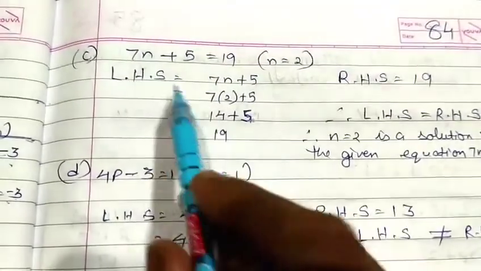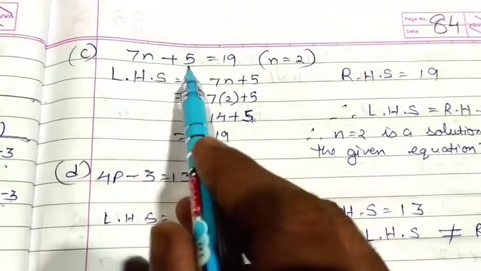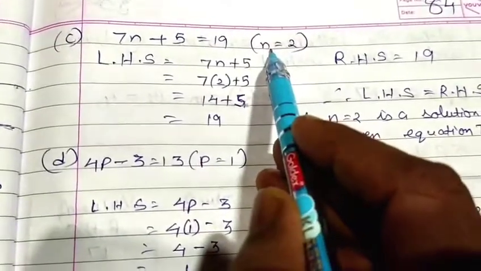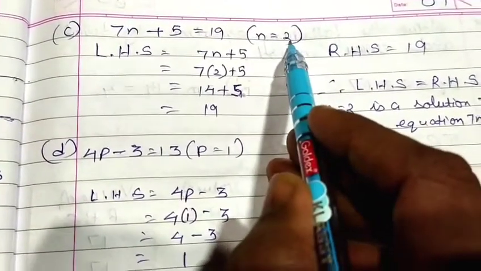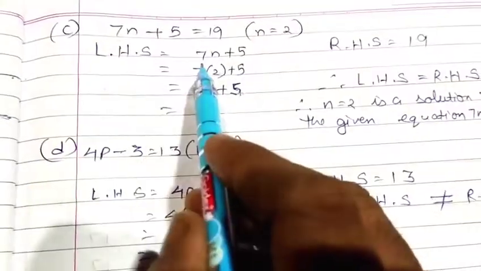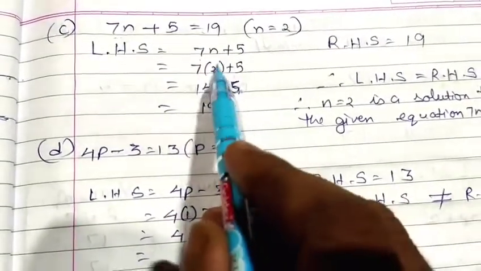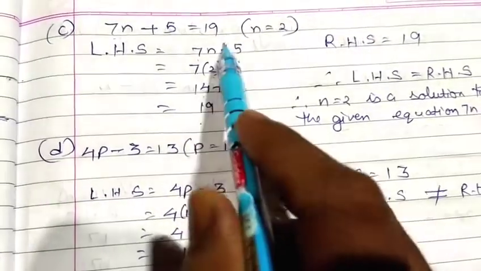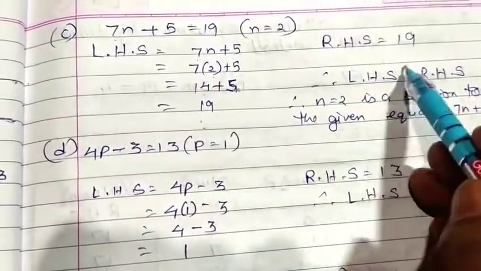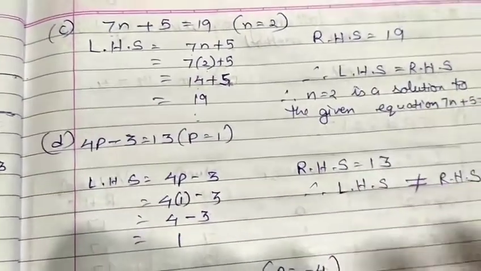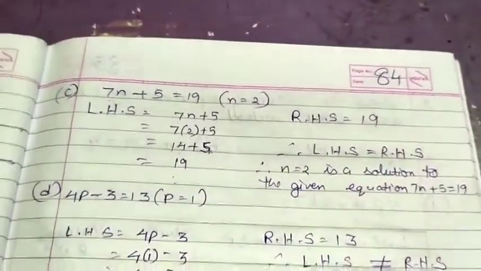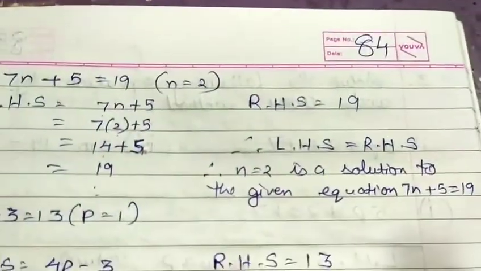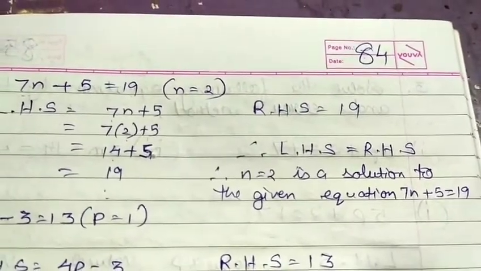Now let us see some number 6. 7 times n plus 5 equals 19, and the value we have to substitute is 2 in place of n. So write down the left hand side first and see whether you are getting 19 or not. In place of n, write down 2. 7 2s are 14 plus 5 gives 19. Yes, we are getting 19. That means our LHS is equal to RHS. So write down n equals 2 is the solution to the given equation.